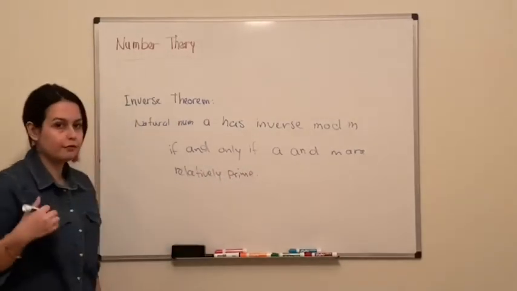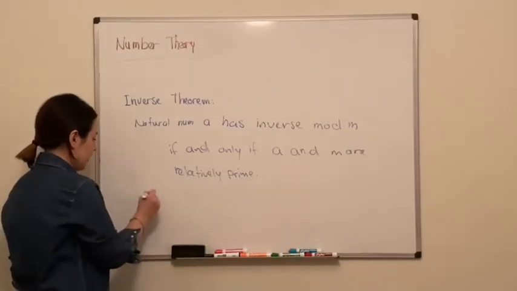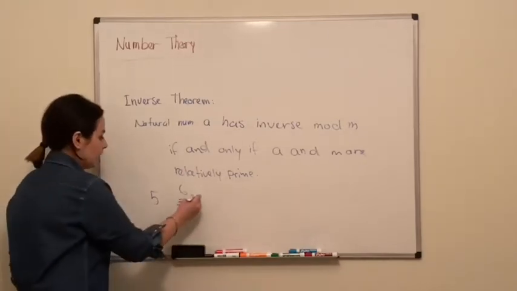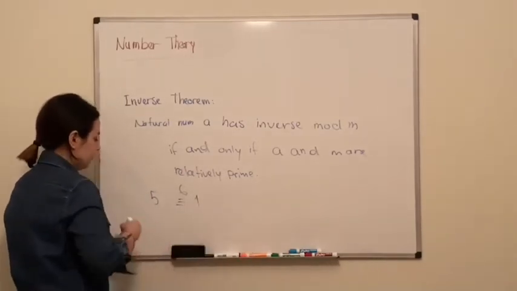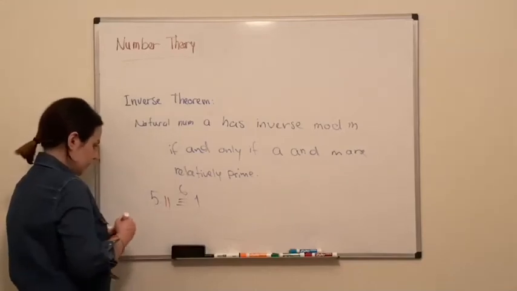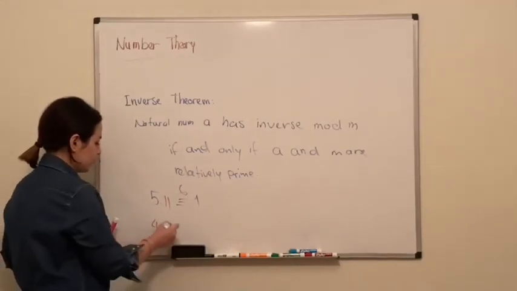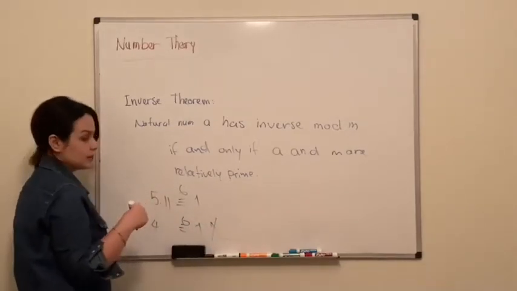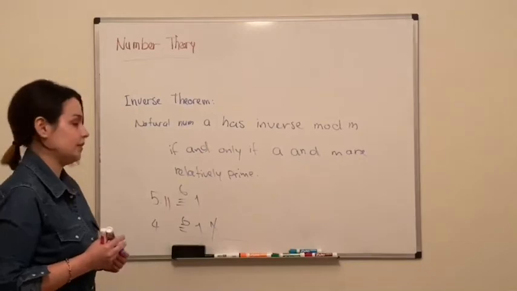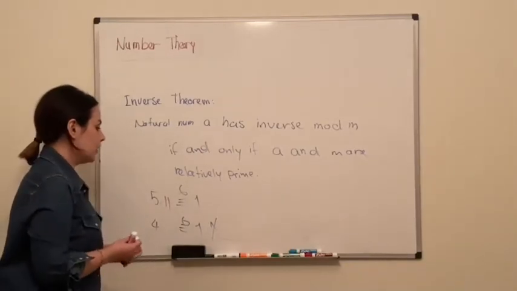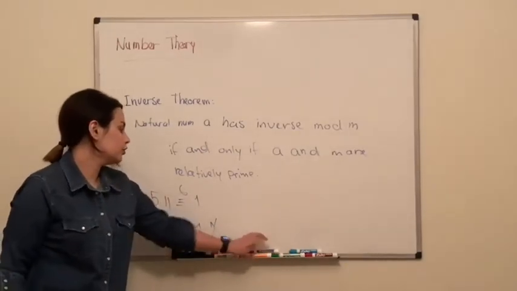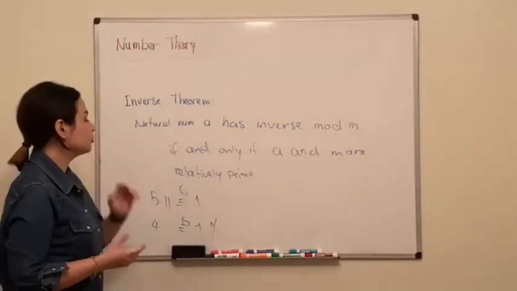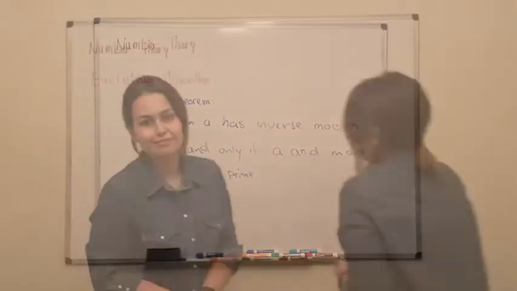If you remember, we had that example at the beginning that 5 has an inverse mod 6 and that inverse is 11, but I cannot find an inverse for 4 mod 6. We see that 5 and 6 are relatively prime, but 4 and 6 are not relatively prime. In the next video, we are going to learn about the Euclidean algorithm and how to prove the inverse theorem.